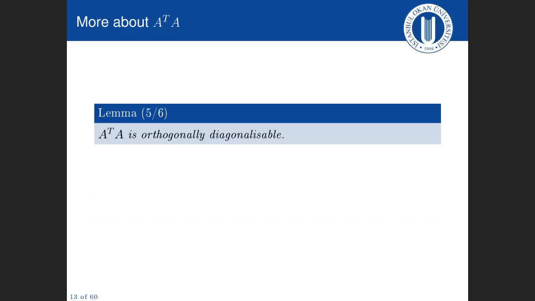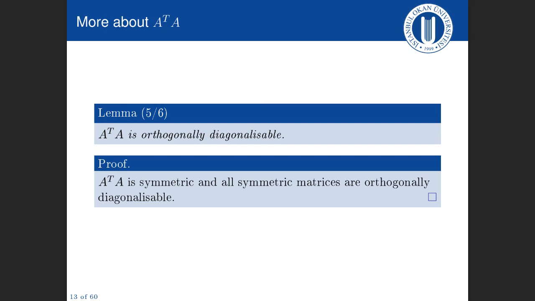A transpose A is orthogonally diagonalizable. That's another easy one to prove. A transpose A is symmetric, and all symmetric matrices are orthogonally diagonalizable.